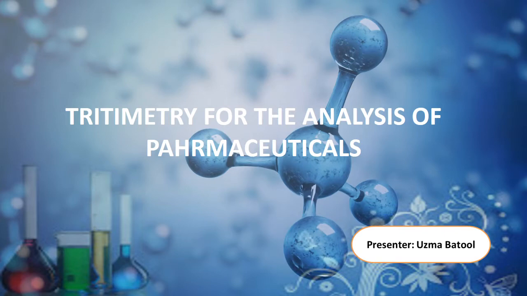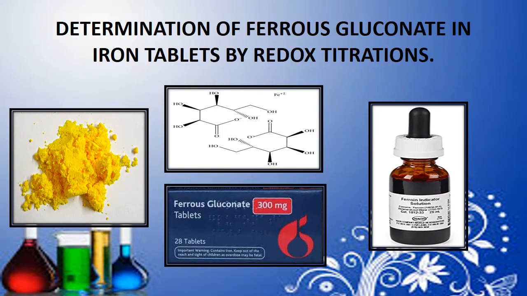If we come towards the titrimetry for the analysis of pharmaceuticals, the first application is the determination of the ferrous gluconate in iron tablets by the redox titration. In this, the titrant used is the cerium sulfate, this yellow compound, and the ferrous gluconate. These are the ferrous gluconate tablets, and here the structure of ferrous gluconate is shown, and the indicator used in this process was the ferroin indicator.